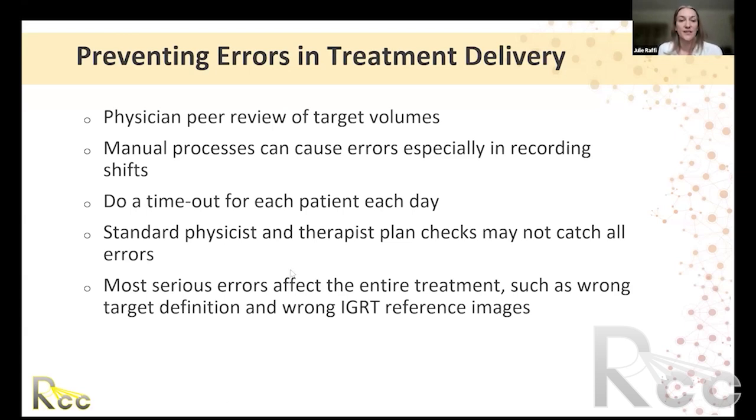And the most serious errors would affect the entire treatment. So having the wrong target definition or wrong reference images could affect the patient's whole course of treatment, not just one day.